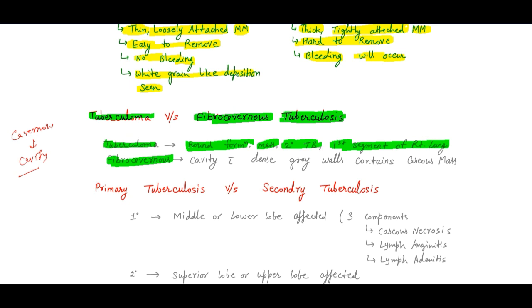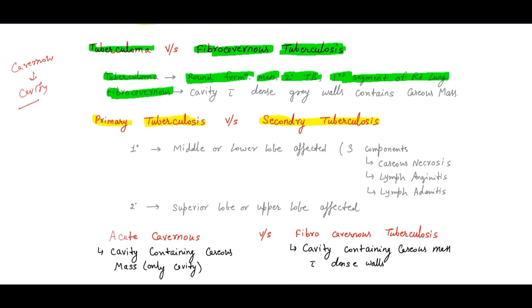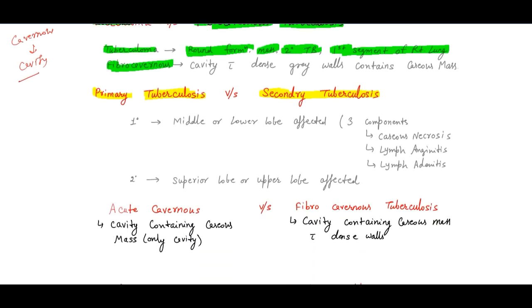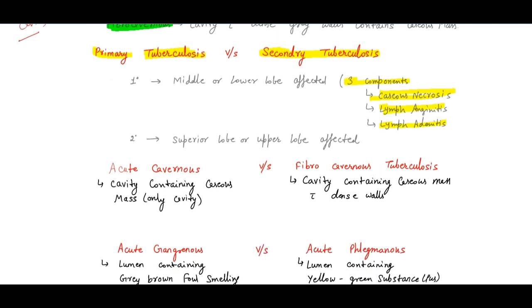Primary tuberculosis versus secondary tuberculosis. This one we already know. If primary, the middle or lower lobe is affected, and in secondary the superior or upper lobe is affected. Remember the 3 components of primary: caseous necrosis, lymphangitis, and lymphadenitis. This we already discussed.